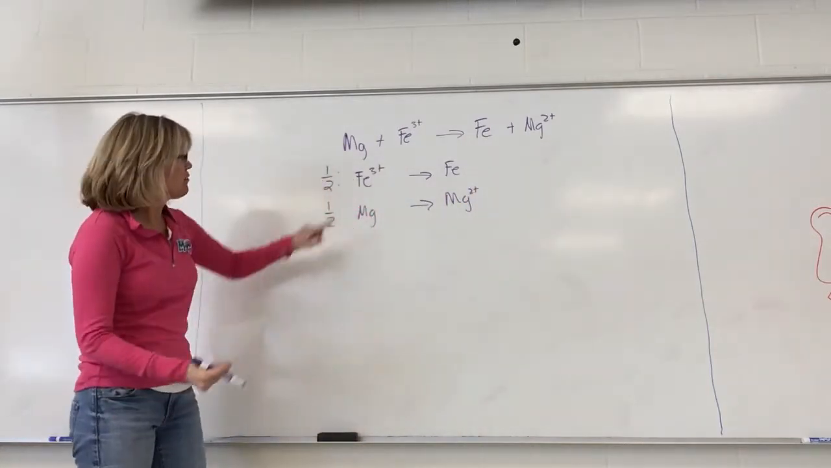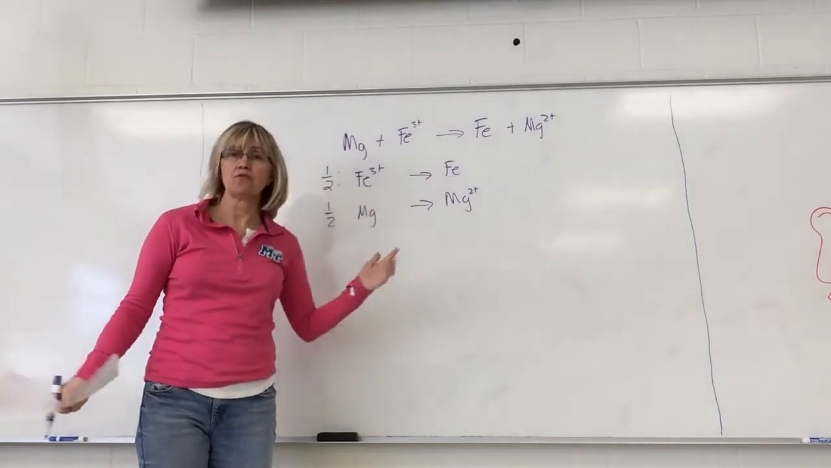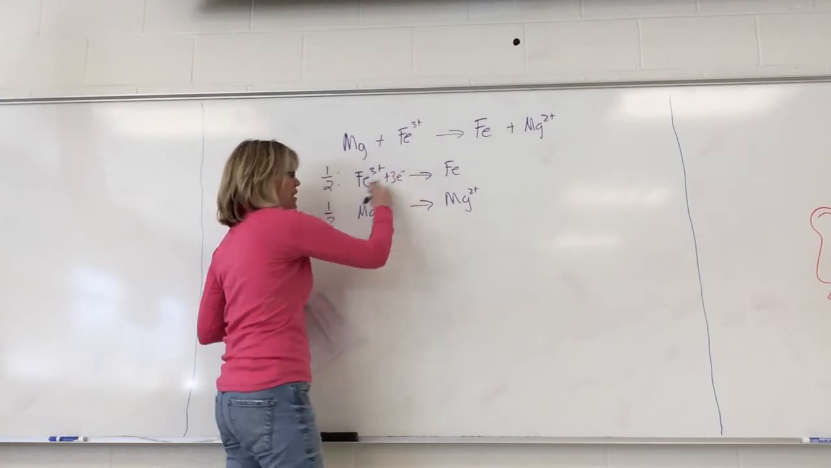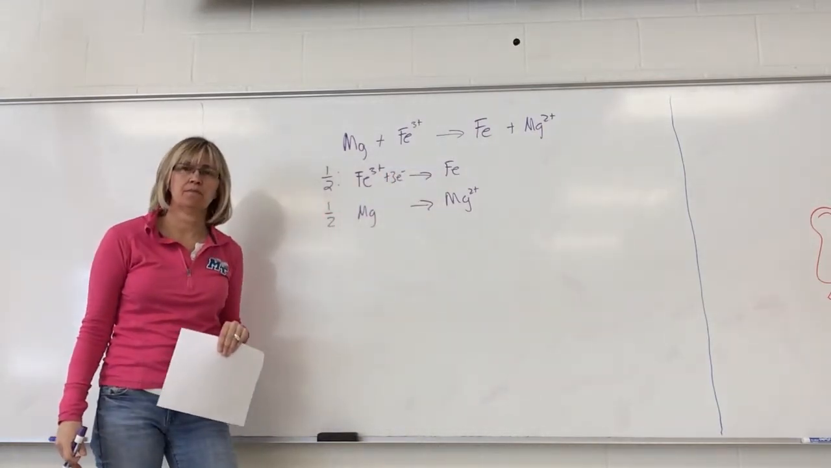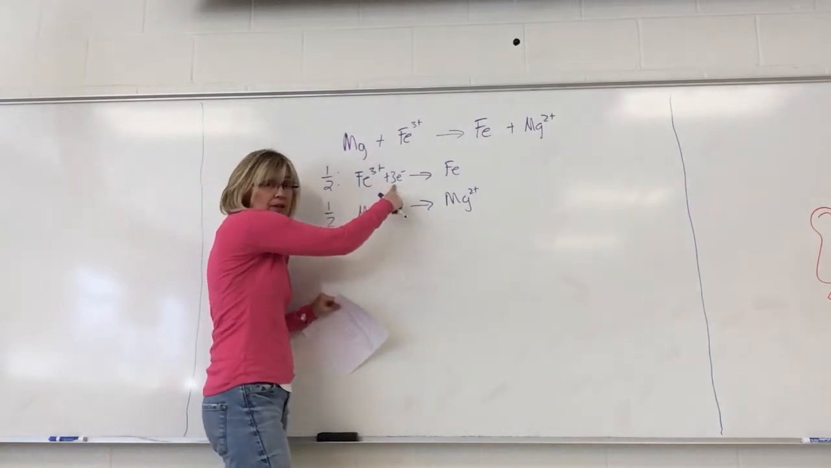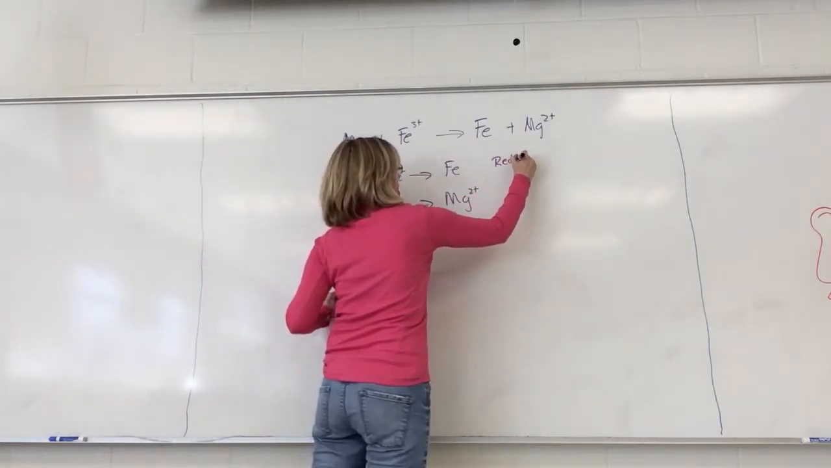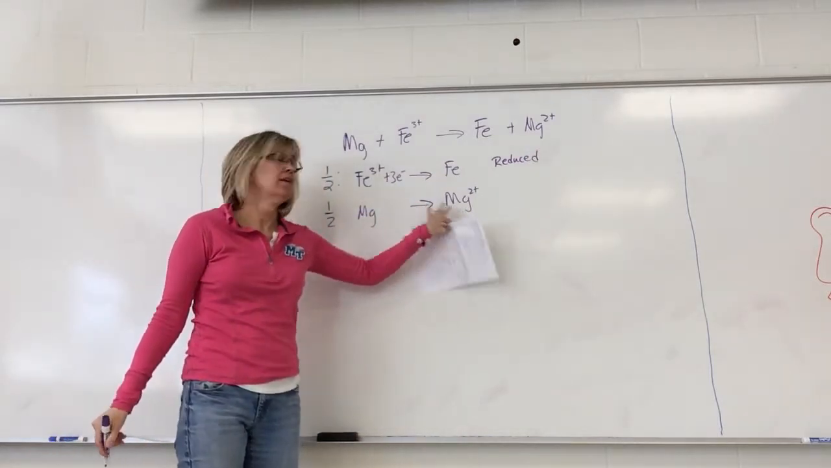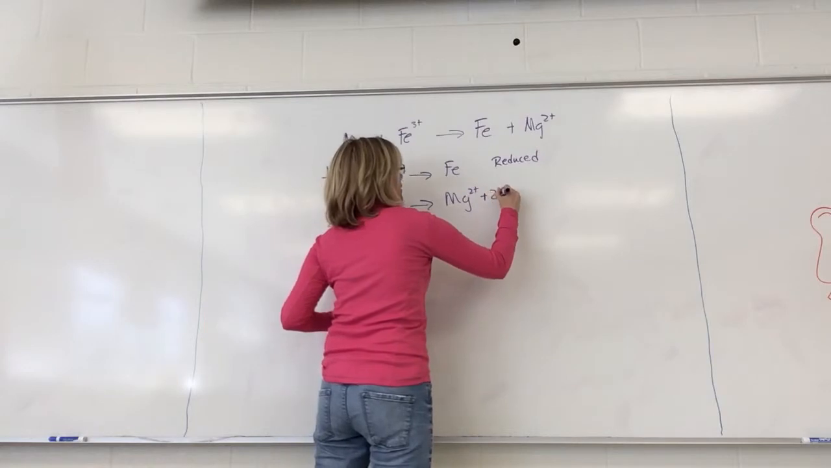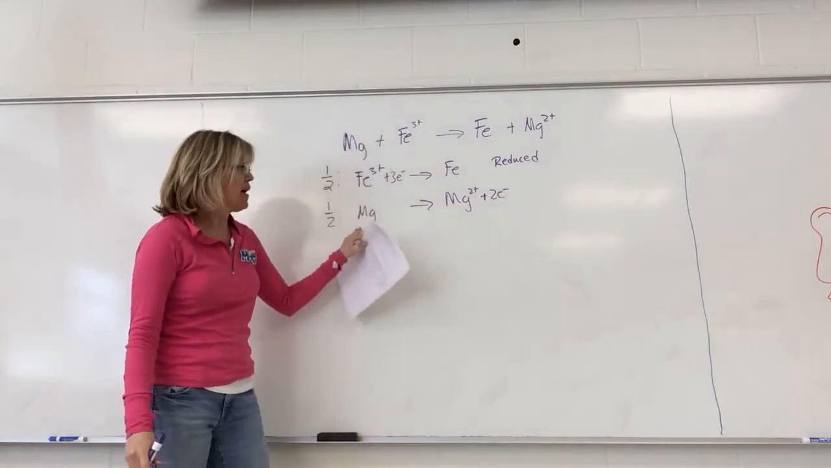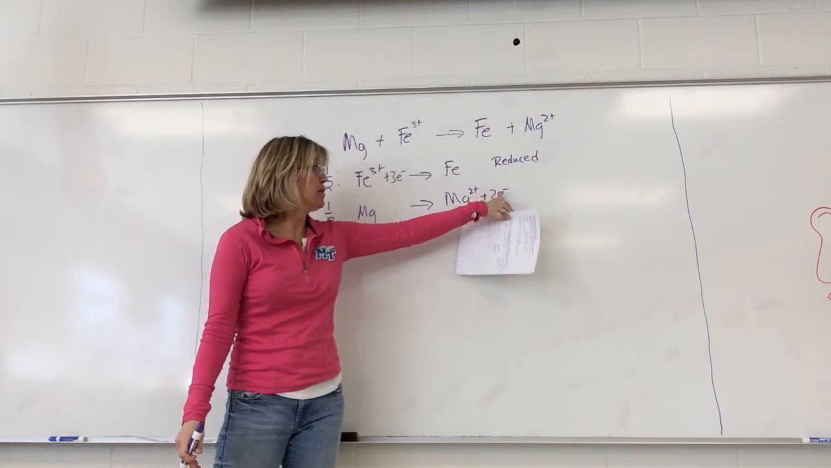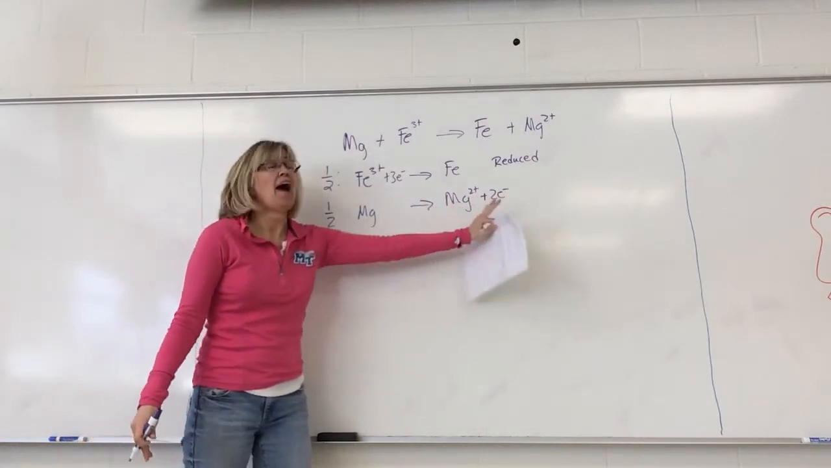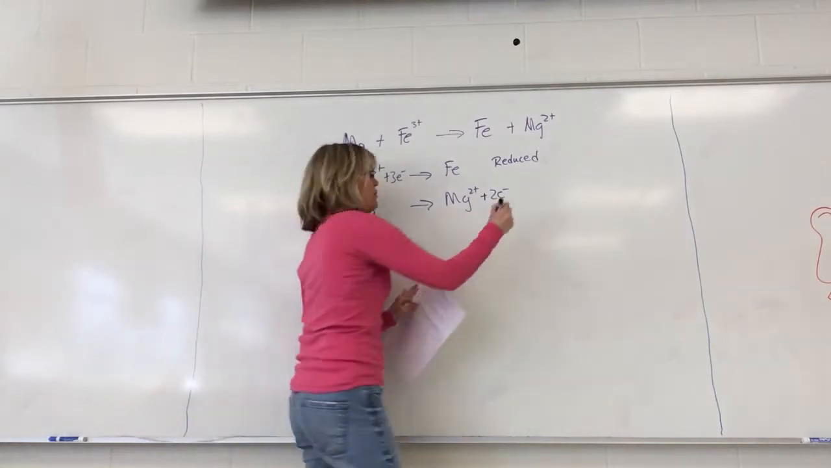All right? Well, I have one iron. My mass is fine, but my charge is not. I've got a +3 and a 0. Well, I better add 3 electrons. Now my charge is balanced. Since it gained electrons, this was reduced, wasn't it? Okay, magnesium went from a 0 to a +2. If I add 2 electrons over here, then my mass and charge balance. 2 plus, 2 minus, is 0. All right, since this half reaction lost electrons, it was oxidized.